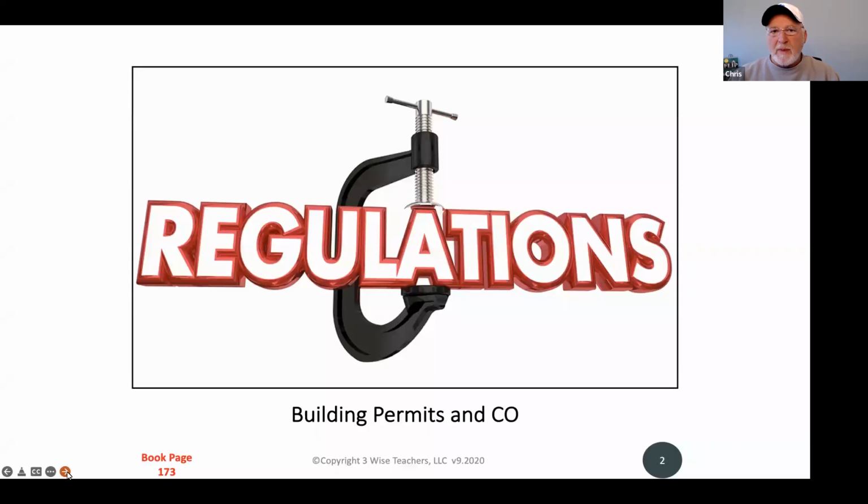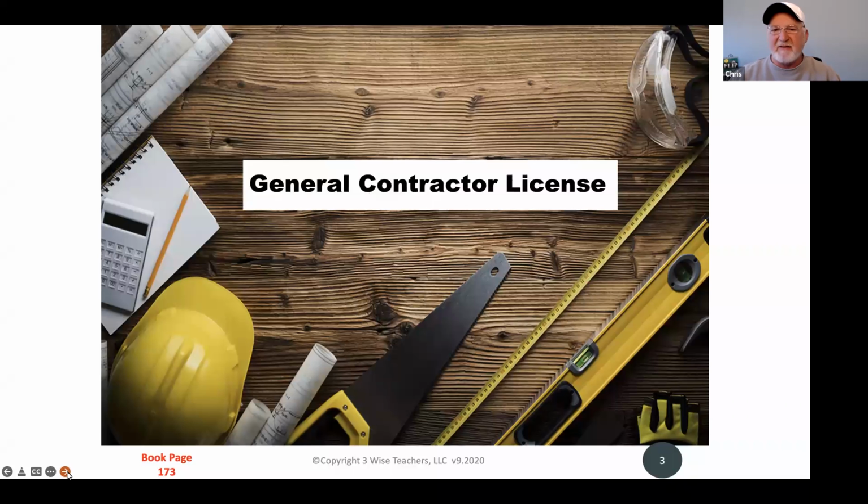Ultimately, your goal by getting all your inspections and all your work done is to get a CO, which stands for Certificate of Occupancy. That gives someone the right to move into the home permanently, get permanent utilities and things like that. Again, just kind of FYI.